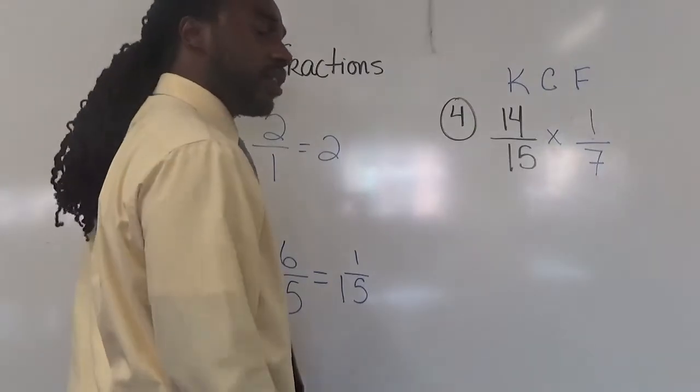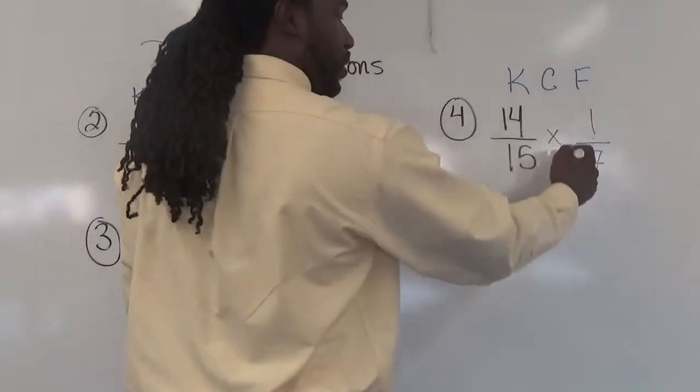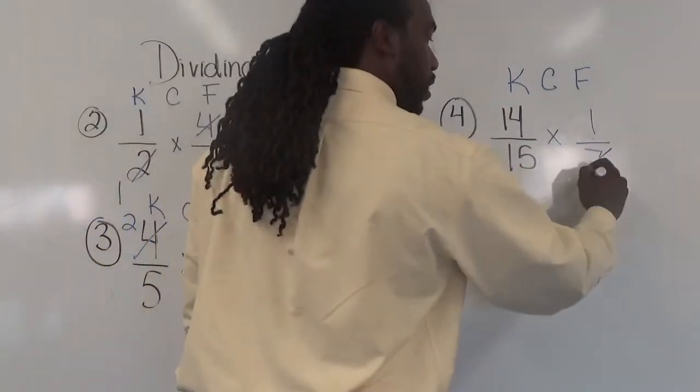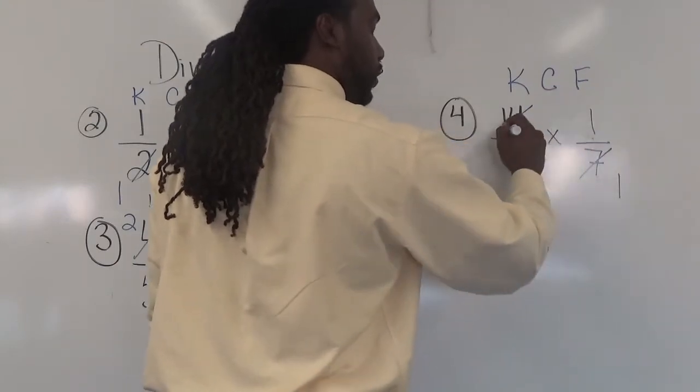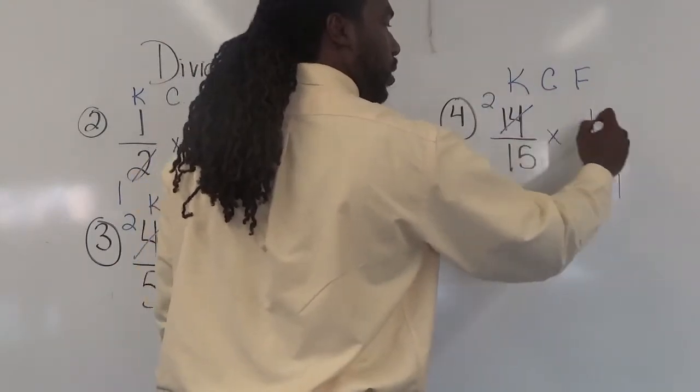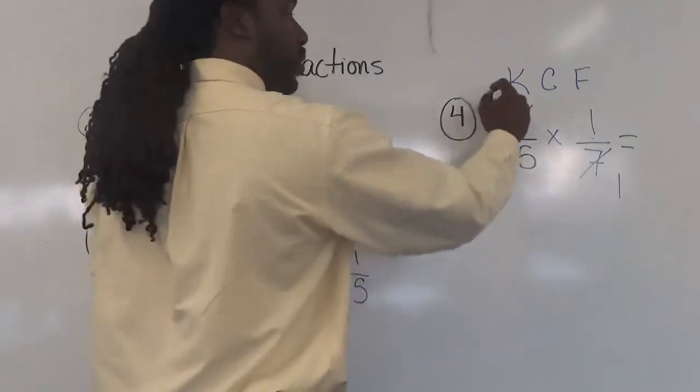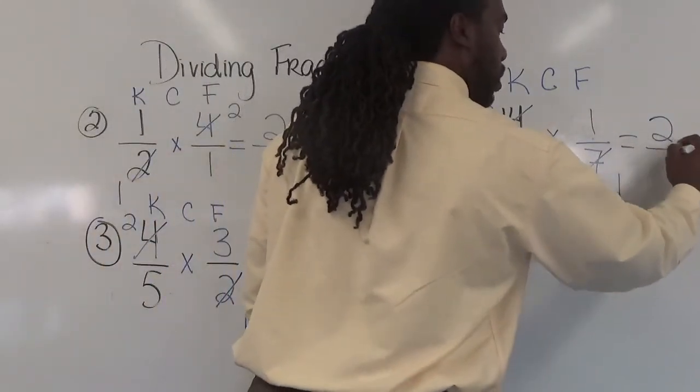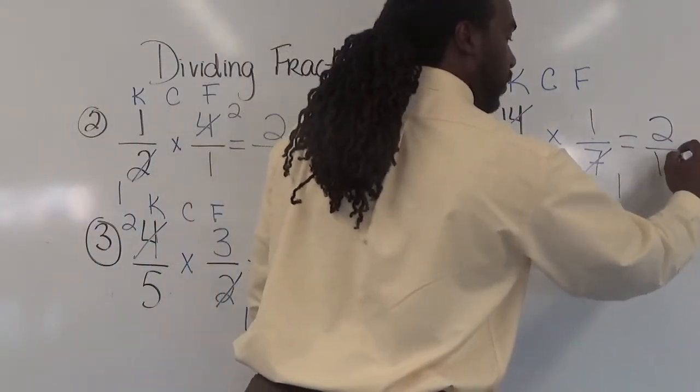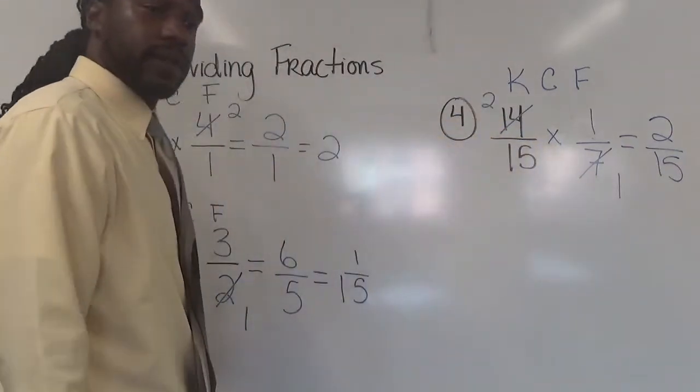Can I do any cross canceling? Of course I can. 7 and 14 by 7. 7 goes into 7 once. 7 goes into 14 twice. Do my multiplication. 2 times 1 is 2. 15 times 1 is 15. And I am simplified. Right?